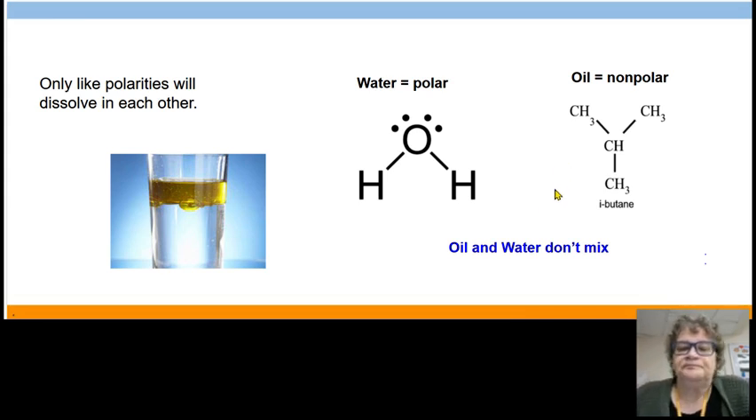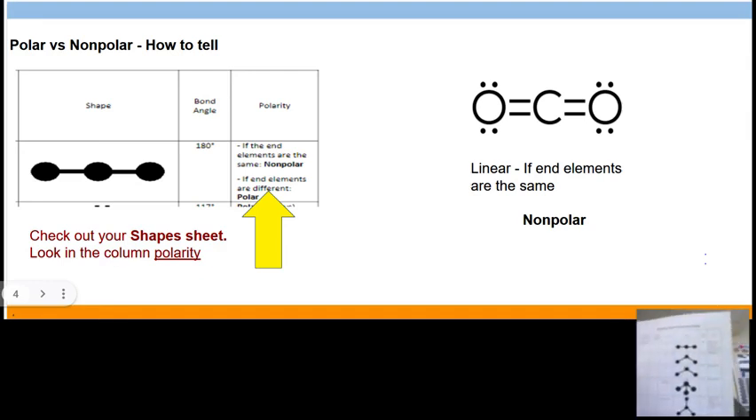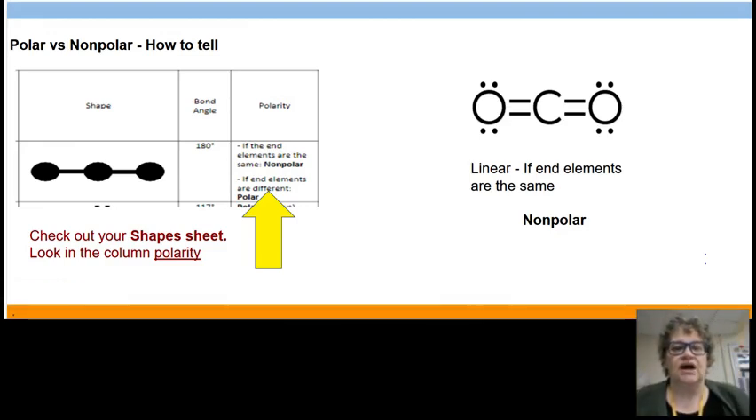Okay. All right. So here's the trick. First thing you need to do is look at your shape sheet. Okay. That's that sheet that each of you should have gotten from me. Okay. So if you check out your shape sheet, there's a column called polarity at the very end, right? So it's on the right-hand edge. Okay. So look at your shape.